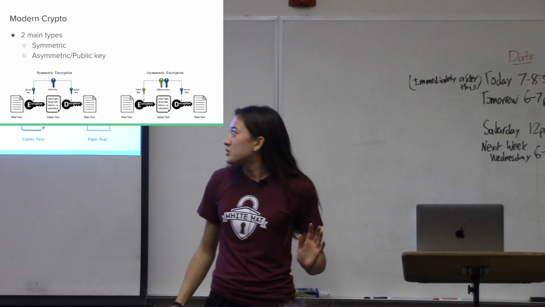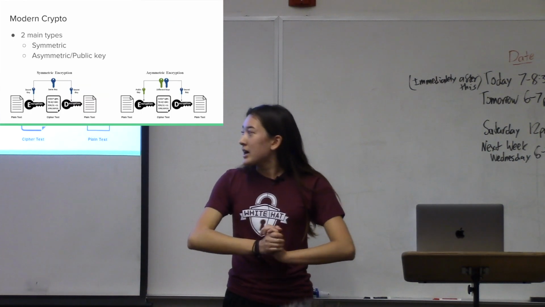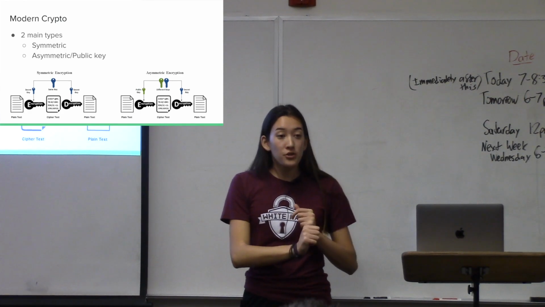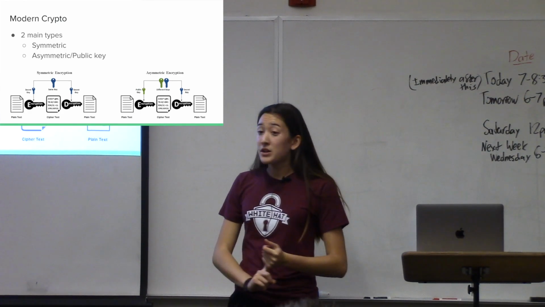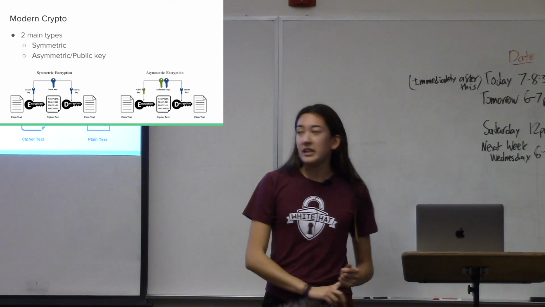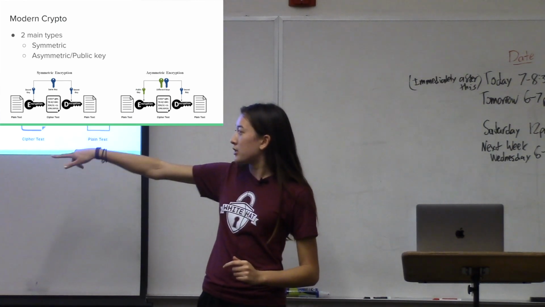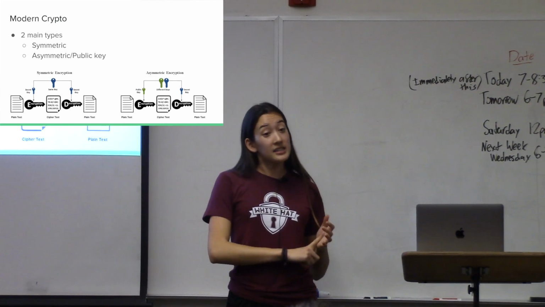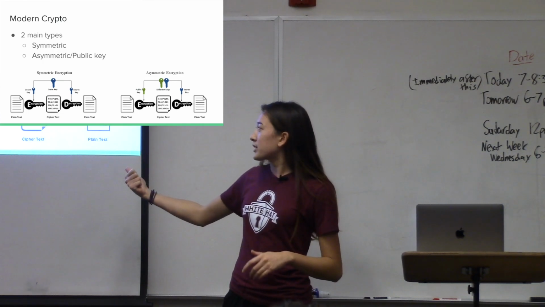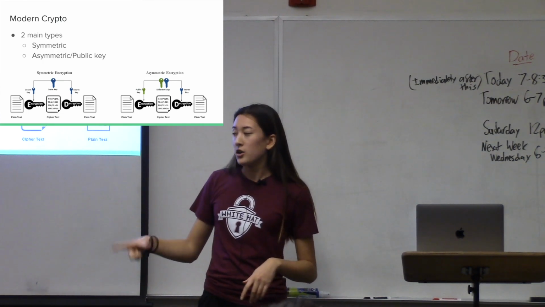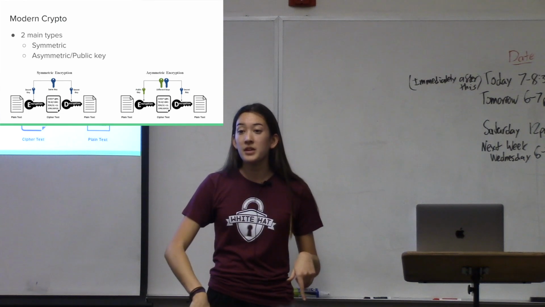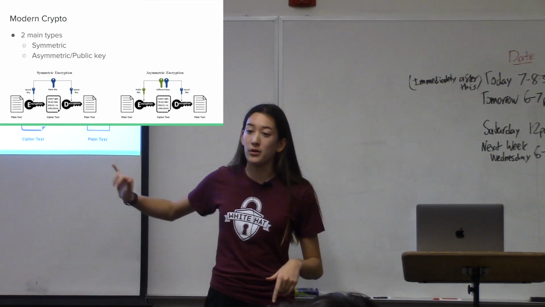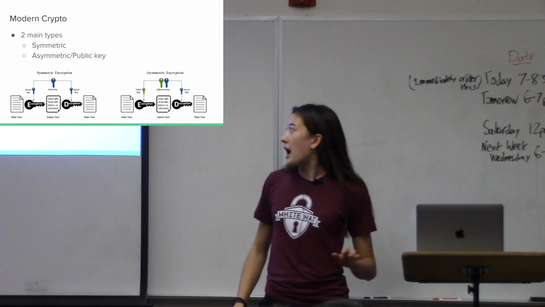Cool, now a little bit into modern crypto. There are two main types of cryptography we use: symmetric encryption and asymmetric, or public key, encryption. With symmetric encryption, you use the same key to encrypt and decrypt. With asymmetric encryption, you use two different keys: one public key to encrypt and one private key to decrypt. I'll go into more detail about these.